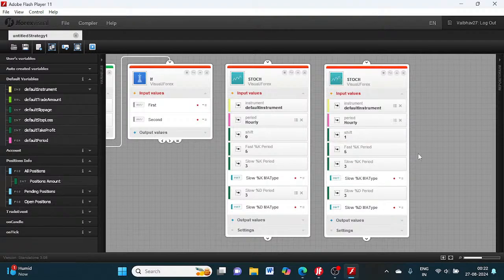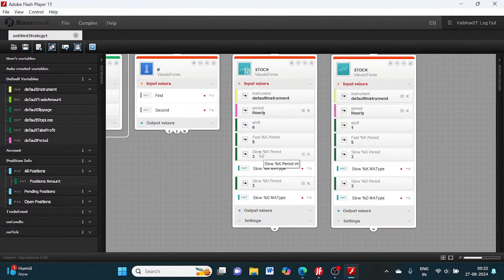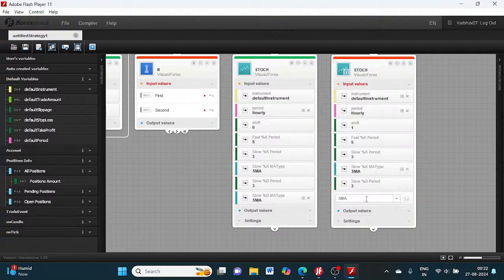Hourly candle period is a fairly good candle period to work with on a short-term basis. %K and %D MA types can be defined. You can go with the simple moving average, or with other types of moving averages also. We will keep things simple by adopting SMA, that is simple moving average, as our choice. Alright, here we are.